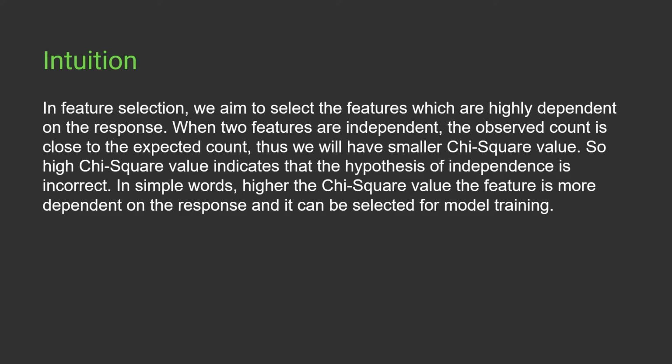If there is a huge variation between the parameter and the outcome, then observed minus expected will be a huge value, and in that case the chi-square value will rise. The higher the chi-square value, the more dependent the feature is on the response, and that feature can then be selected for model training. So this was the basic intuition behind using the chi-square test in the select k best method. In the next lecture, we'll use this metric in hands-on code on our dataset to find out the best features possible.